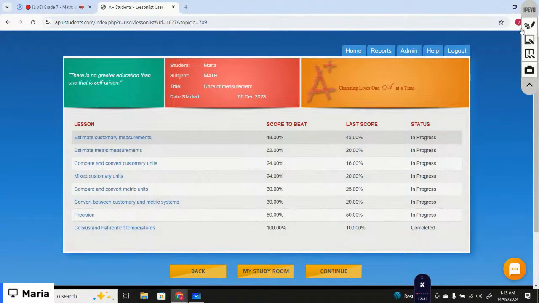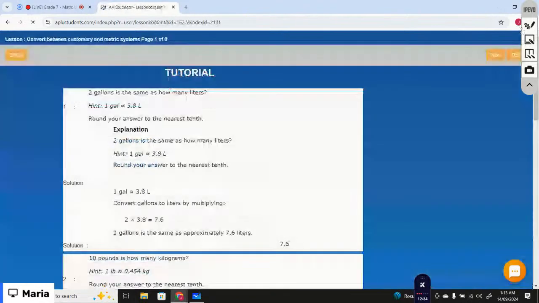That is convert between customary and metric systems. Let's start with the example. 2 gallons is the same as how many liters? You have to convert from gallons to liters, right? You are given the hint 1 gallon equals 3.8 liters. So for 2 gallons you need to do 2 times 3.8. So 2 times 3.8 is 7.6 liters. That means 2 gallons equals 7.6 liters.